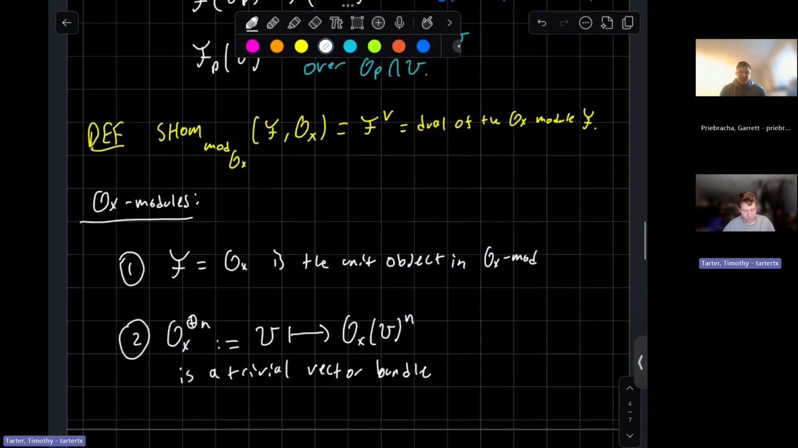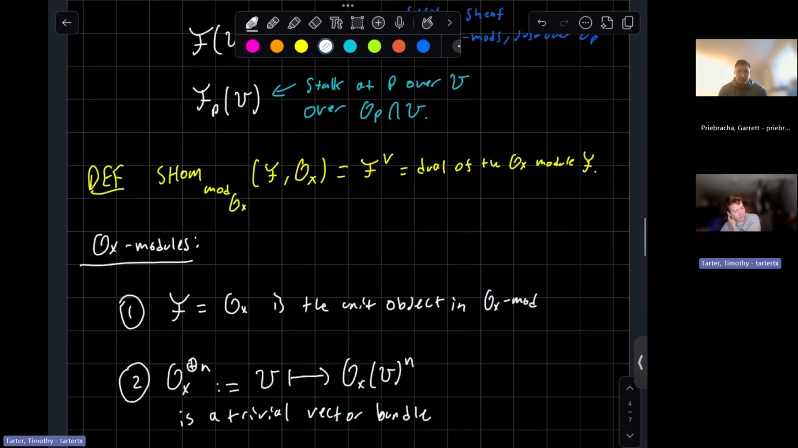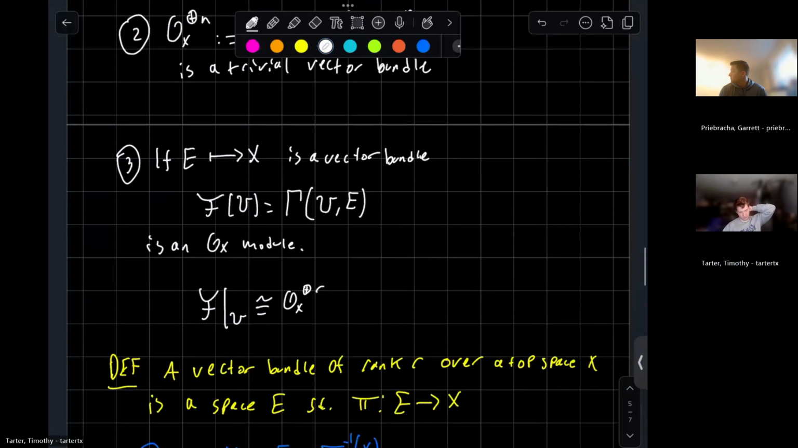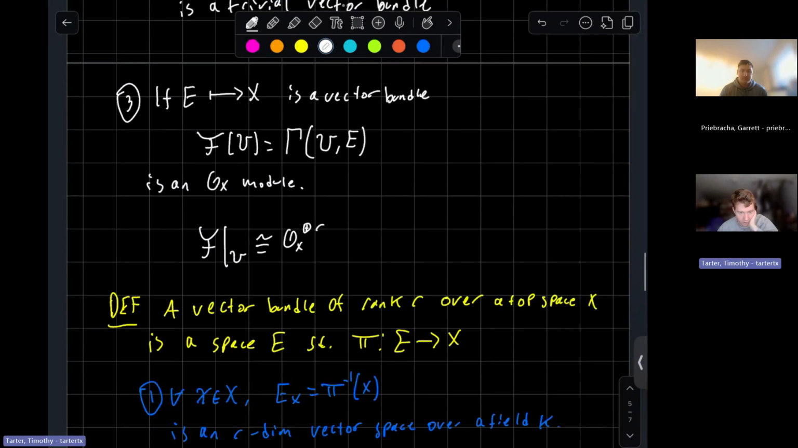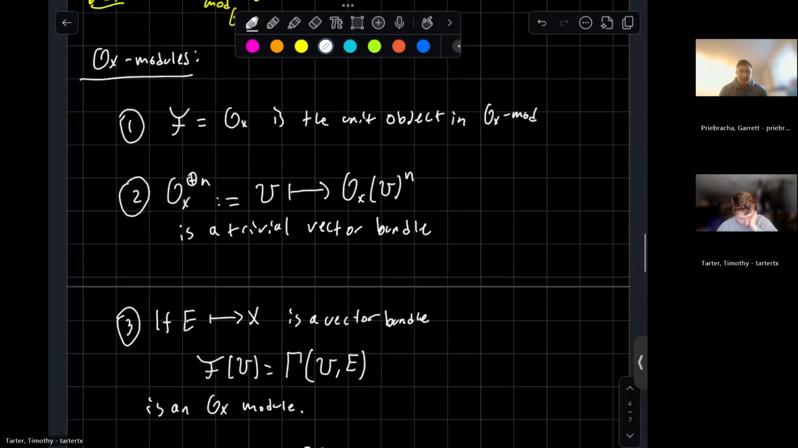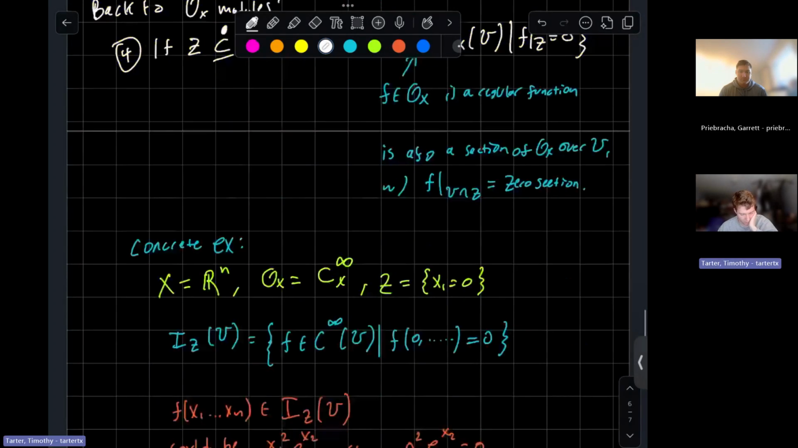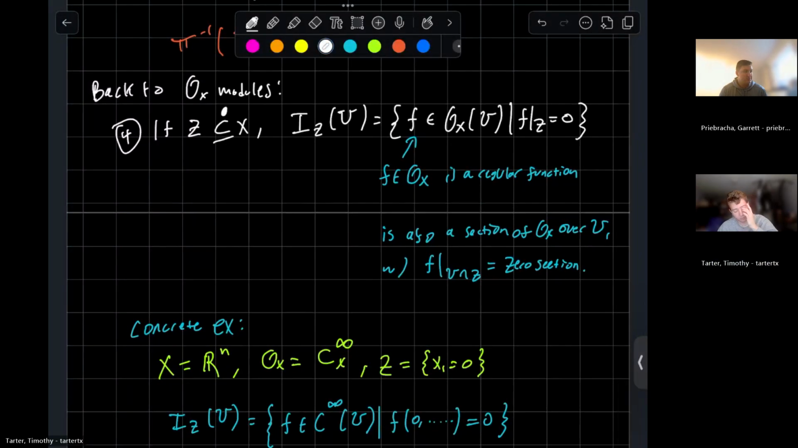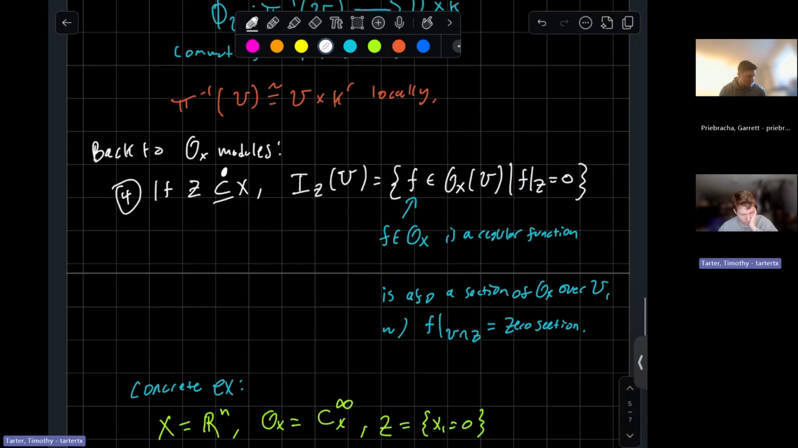So OX modules are module objects over structure sheaves, which are basically like over functions. I'm missing the whole piece on what an OX module looks like, because surely it's not like a matrix.